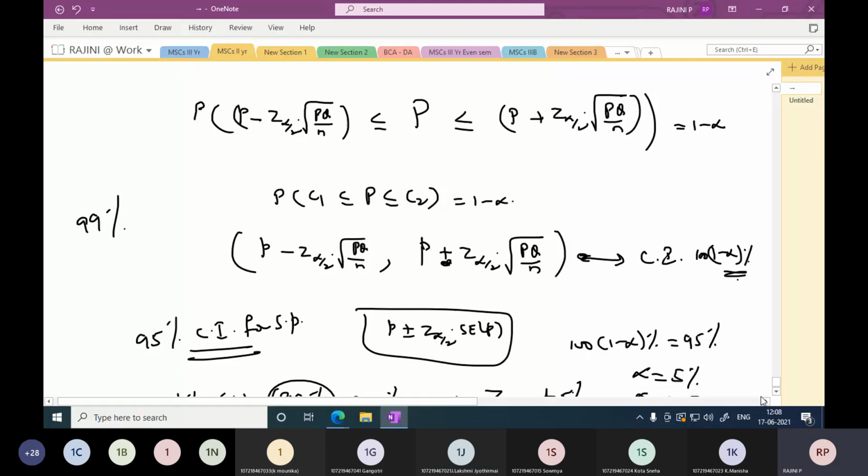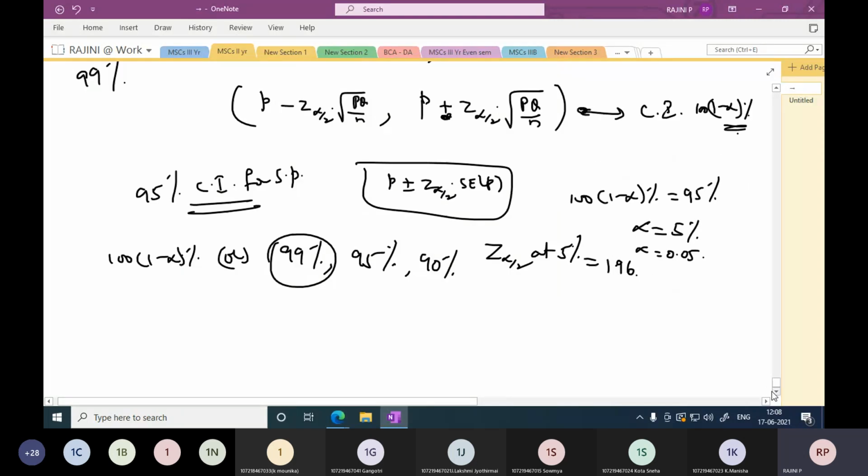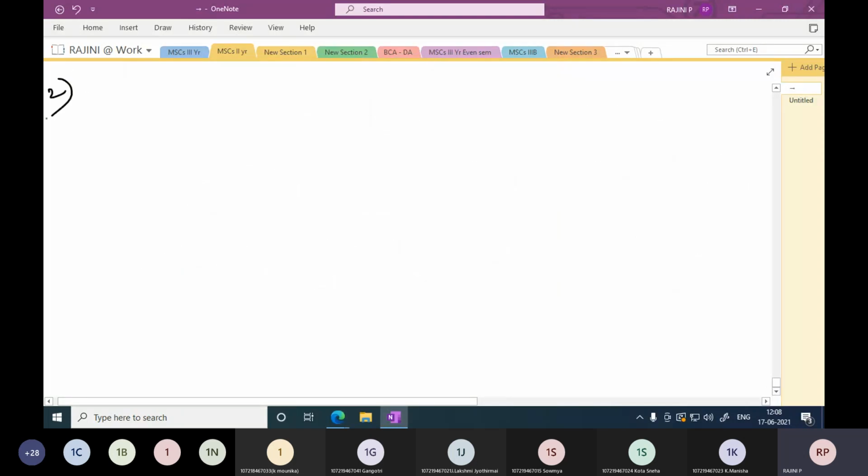I'll give the notes to you, don't worry, because it takes a lot of time if you copy. Then go for the second one. You just do this. How many will do this? We'll check it.